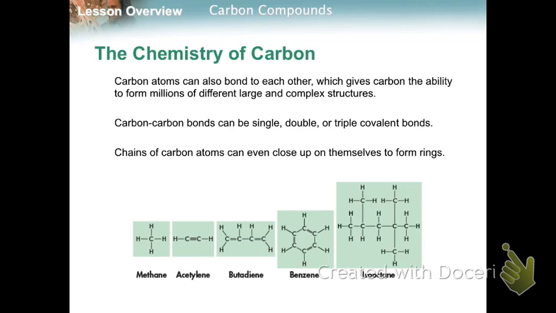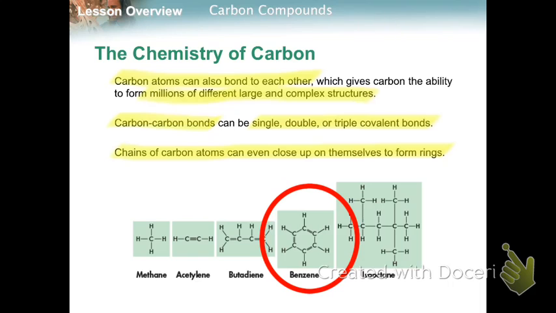Carbon atoms can also bond to each other, so they can form tons of different structures. Carbon-carbon bonds can be single, double, or triple covalent bonds. We'll get back to those later. And then chains of carbon atoms can even close up on themselves to form rings, like you see here with benzene.